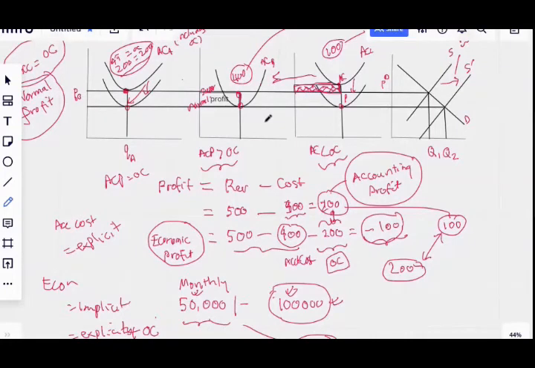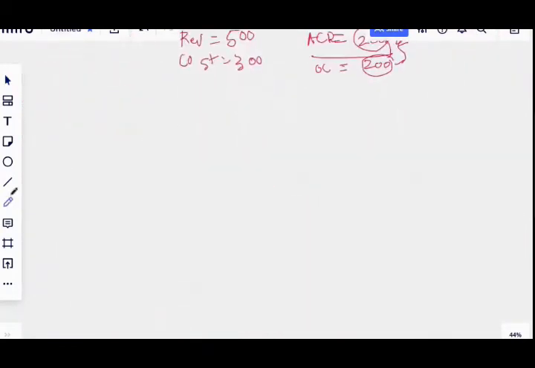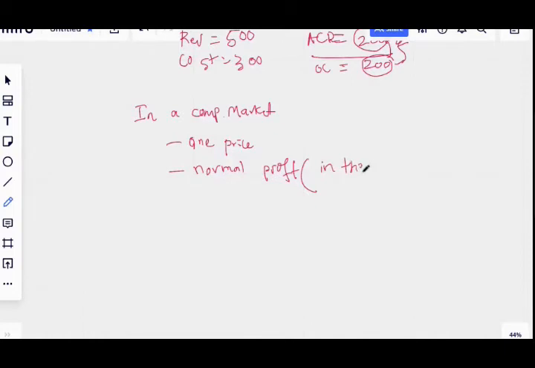Which basically tells you that if I have a competitive market, what is my end game? Where will I end up? Remember the features of the competitive market. Not only do you have a homogeneous product and one price, but you will also have normal profit. You have no choice but normal profit, but in the long run. In the long run means those entry and exit.